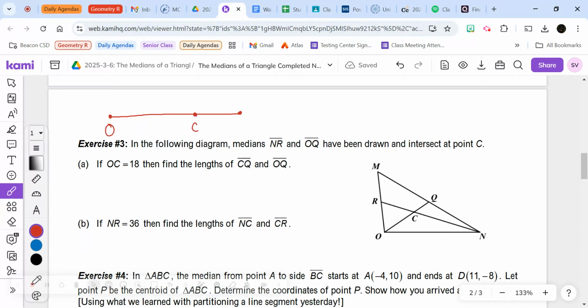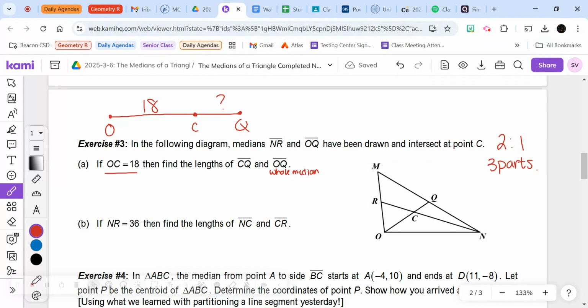So here's OCQ. Again, we know that the ratio is 2 to 1. That means there are 3 parts. The first part is 2 out of the 3 parts, and the second piece is 1 out of the 3 parts. They're telling us that OC is 18. This has a length of 18. We have to figure out the length of CQ and OQ, which is the whole median.